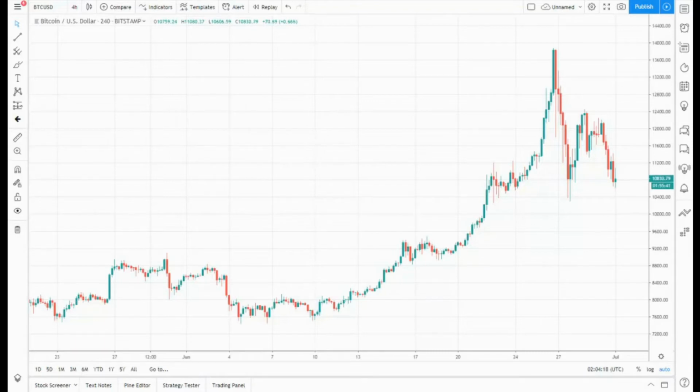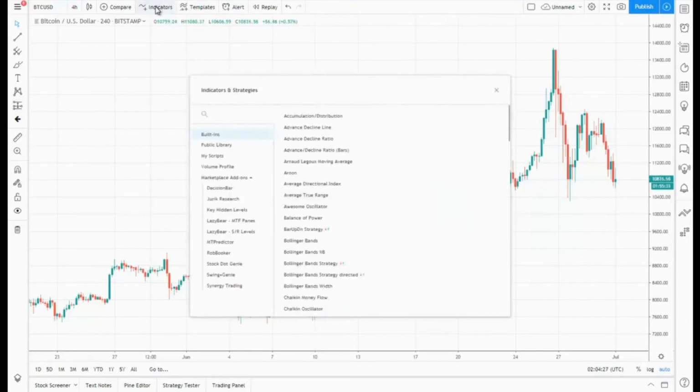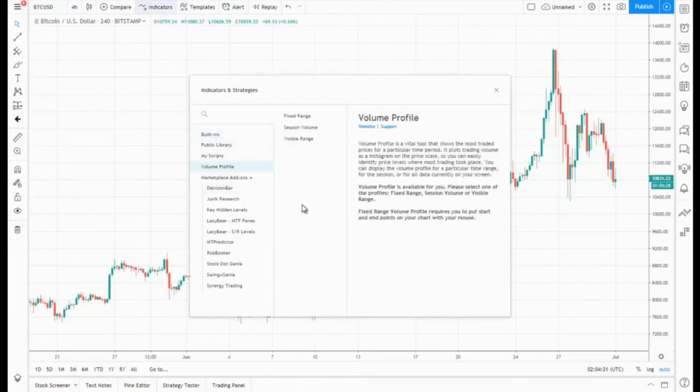The easiest way to get the volume profile is to go to TradingView and click on Indicators once you have the chart that you want to analyze. Then you go right here to Volume Profile, and you're going to see that you have a fixed range, a session volume, and a visible range. So we're going to start by using the fixed range.